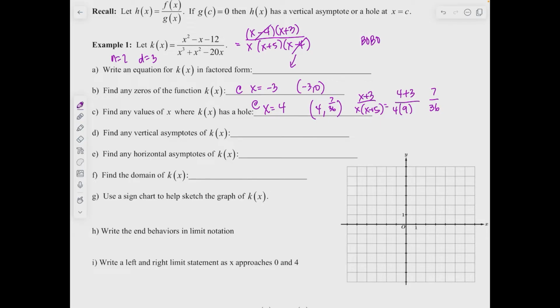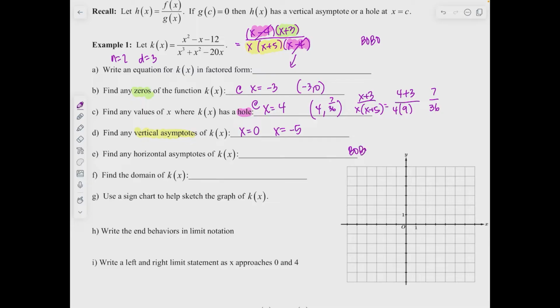Find any vertical asymptotes. I have two of them. One is at x equals 0, and the other is at x equals negative 5. Those come from my remaining factors in the denominator. The zeros come from the numerator, right there in green, and the hole comes from the x minus 4s that ended up canceling. Color coded so you can see it a little easier.